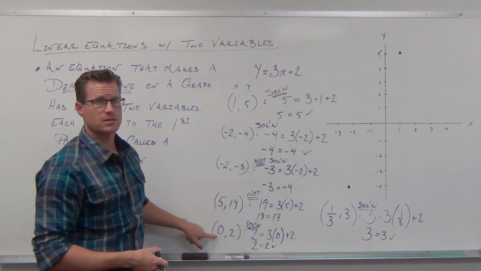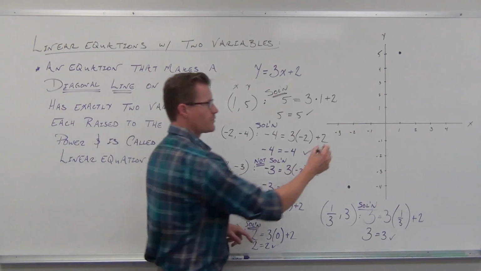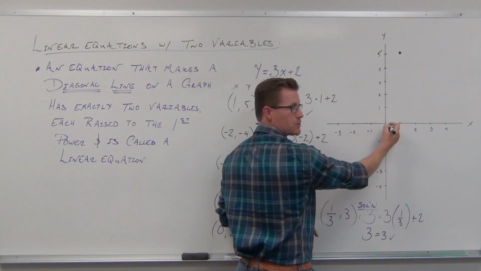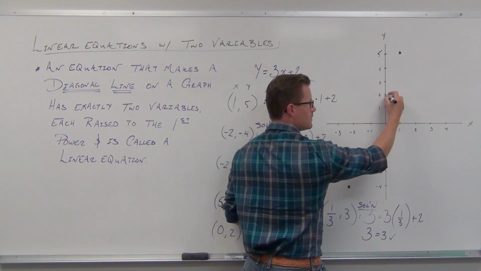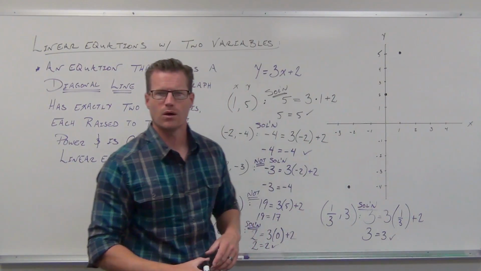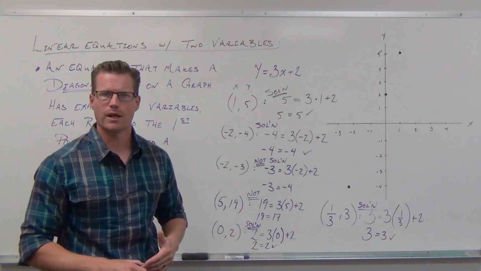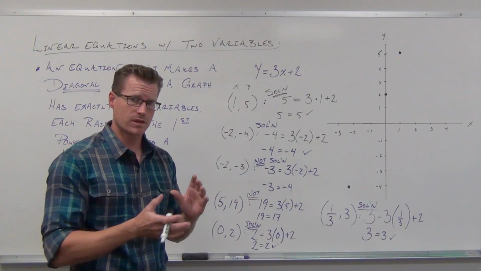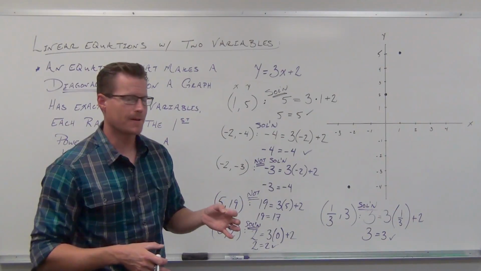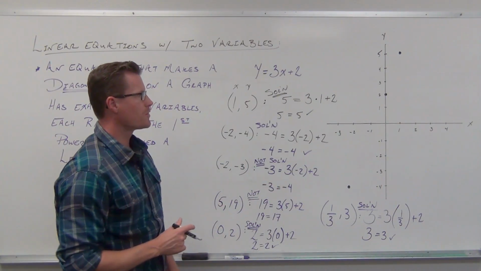0, 2, yes. 0, 2, 0 for x, it's right there, combined with the idea of having a value of 2 for the y. Notice how I don't have to go in any sort of order at all. I could have plotted these in any sort of order I wanted, as long as I get all of them, and as long as I haven't made a mistake in checking my numbers. All these points are going to be on the line. Interesting.